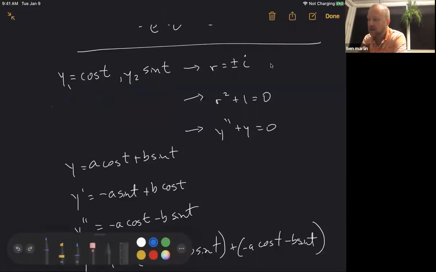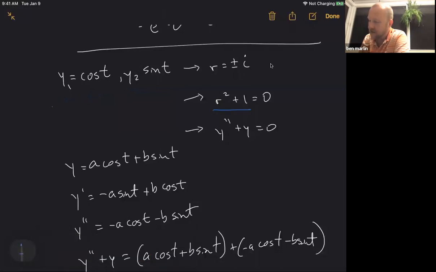So that means that to have a solution, or to have a polynomial that has that as a solution, we'll be dealing with r squared plus 1 equals 0, which would correspond to having y double prime plus y equals 0.